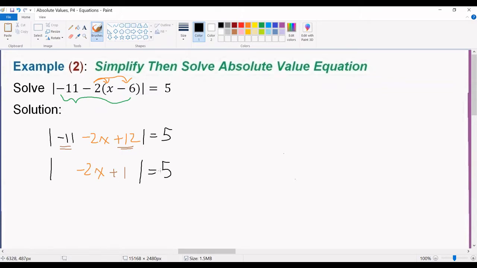Now that we have done all of our simplification, we're going to continue with our two cases. So we first start off with our positive case. We set it equal to 5. Then we have our negative case where we set everything to the left inside the absolute value equal to negative 5. So in our positive case, we will have negative 2x plus 1 is equal to positive 5. And in our negative case, we're going to again have negative 2x plus 1. However, now it's just equal to negative 5.